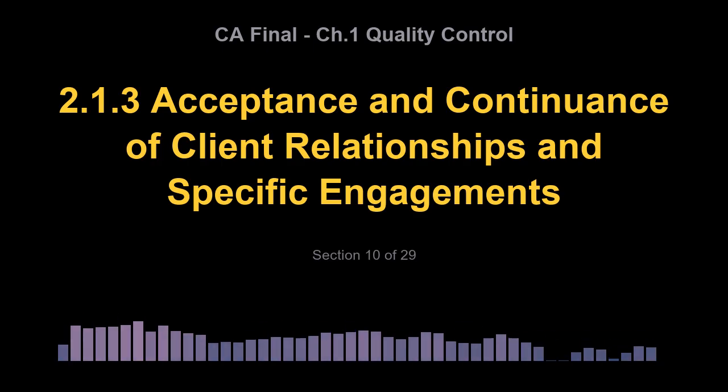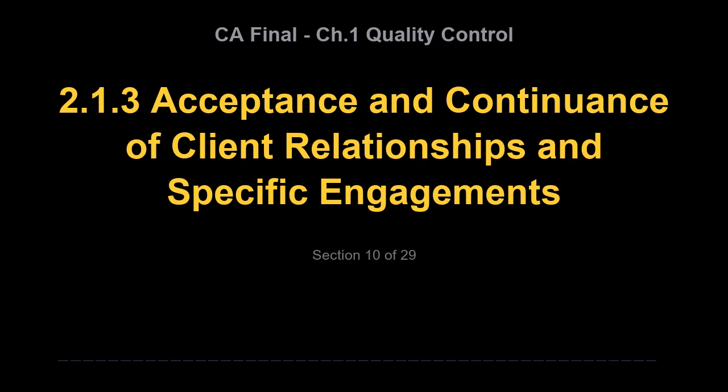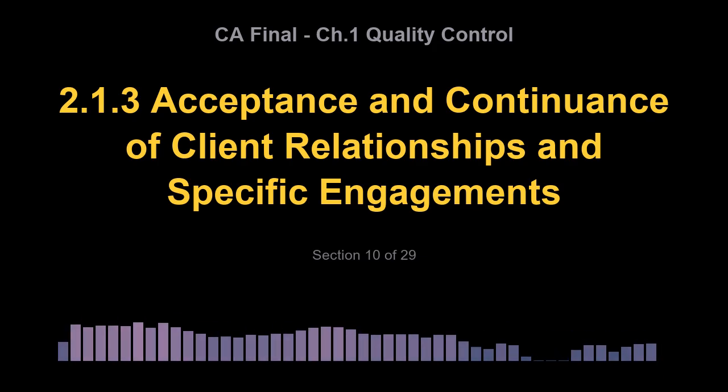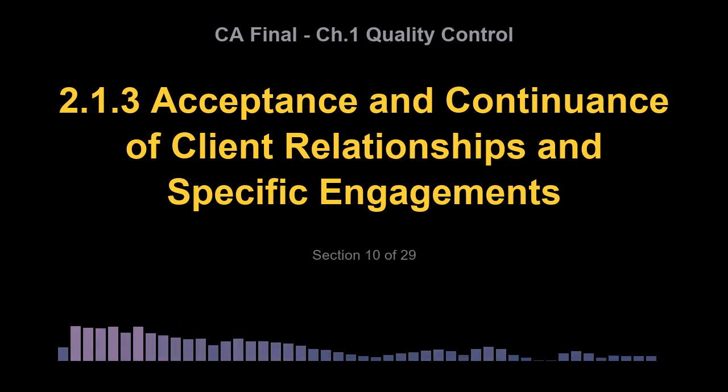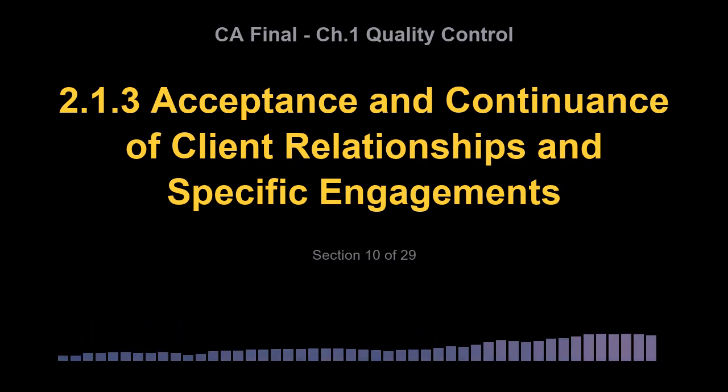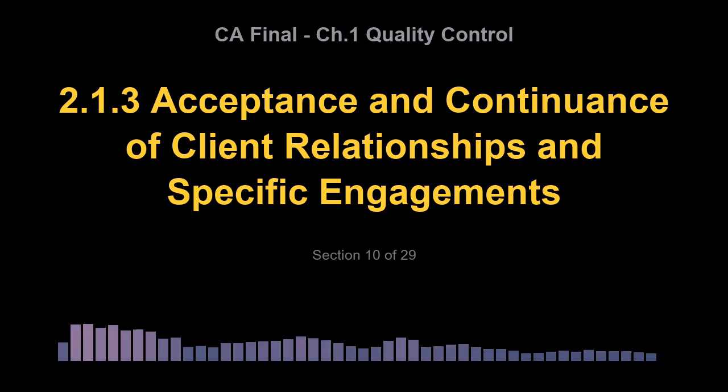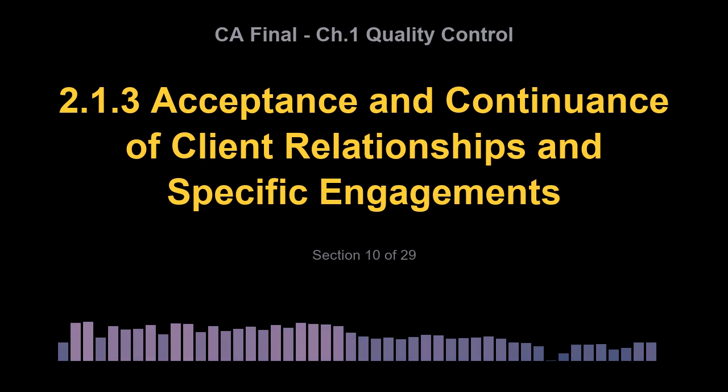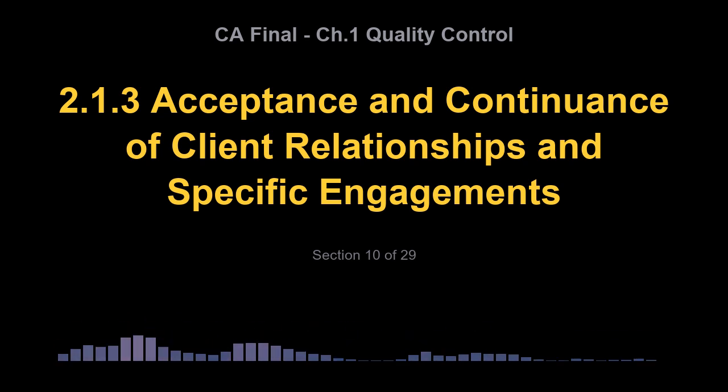2.1.4 Human Resources. The firm should establish policies and procedures designed to provide it with reasonable assurance that it has sufficient personnel with the capabilities, competence, and commitment to ethical principles necessary to perform its engagements in accordance with professional standards and regulatory and legal requirements, and to enable the firm or engagement partners to issue reports that are appropriate in the circumstances.